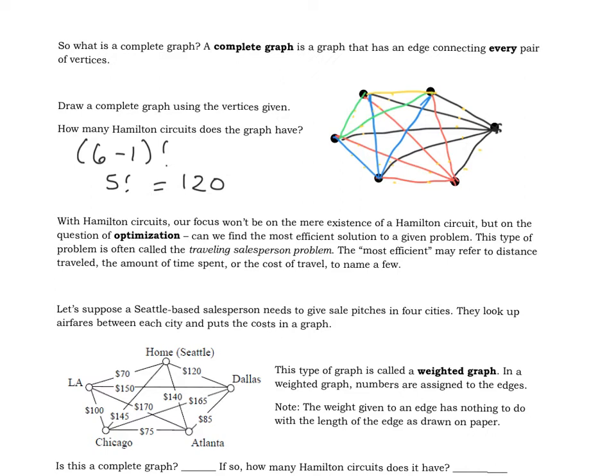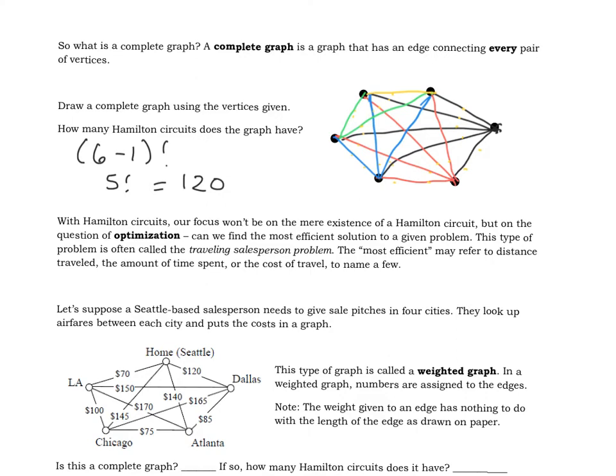Very good. So with Hamilton circuits, our focus won't be on the mere existence of a Hamilton circuit, but on the question of optimization. That will be the most important thing that we're looking at and the best application possible. Can we find the most efficient solution to a given problem? This type of problem is often called the traveling salesperson problem. The most efficient may refer to the distance traveled, the amount of time spent, or the cost of travel, to name a few.